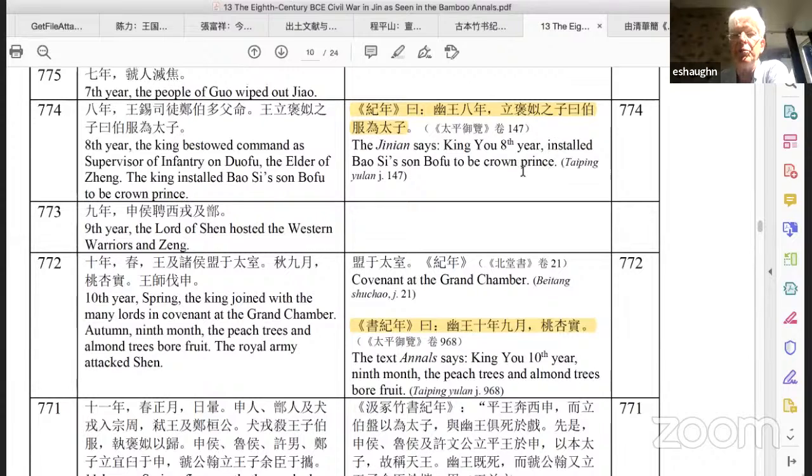So in the Taiping Yuan, for instance, it says 今年约幽王8年，立保死之子约伯服为太子. You know, this is straightforward analytic history. It's dated to You Wang 8年. We could look and see that in the Jinban Zhushu jinian here on the left, we have the same record.